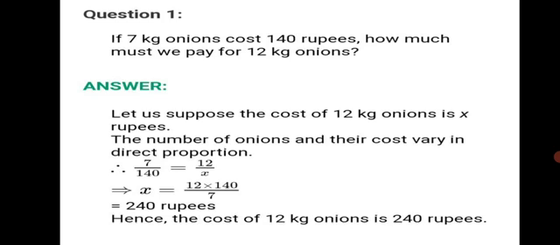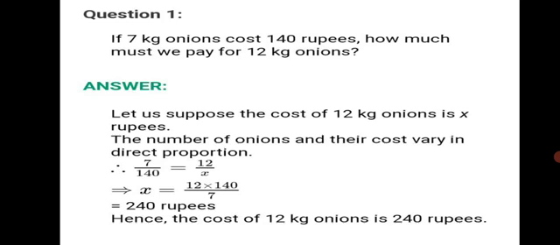So we got our equation form. 7 kg onions upon 140 rupees is equal to 12 kg onions upon x rupees. Now in order to find out the value of x, we will have to multiply and divide. So x is equal to, cross multiply 140 by 12. You write 12 into 140 upon 7. Now you will have to do your working.